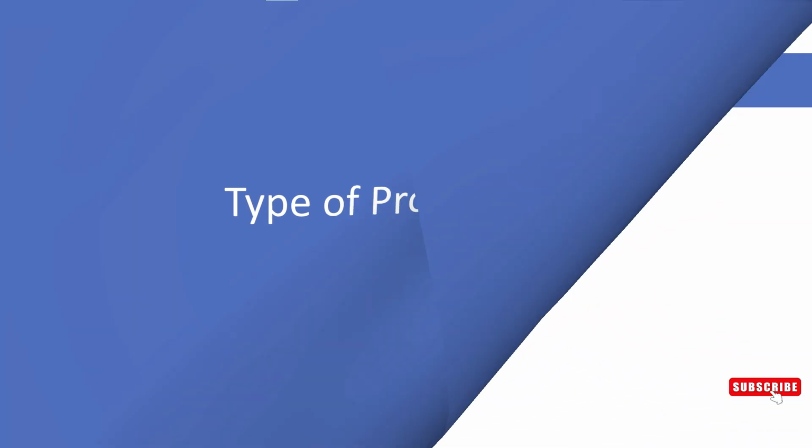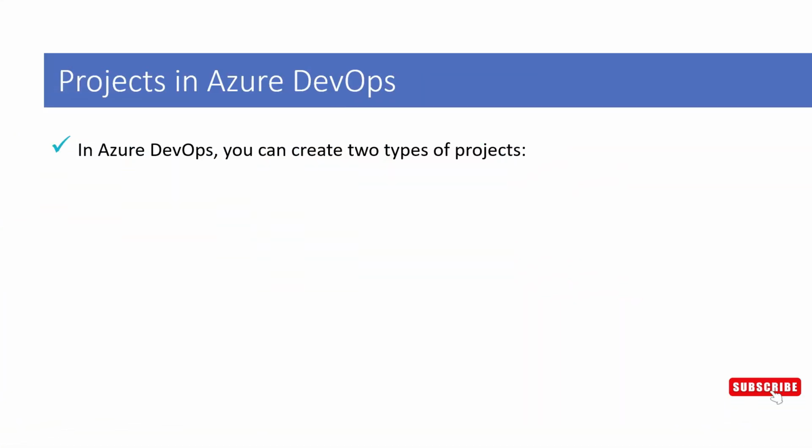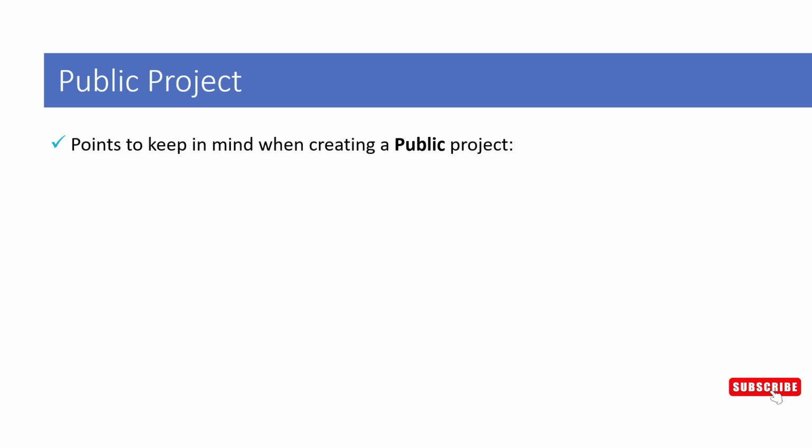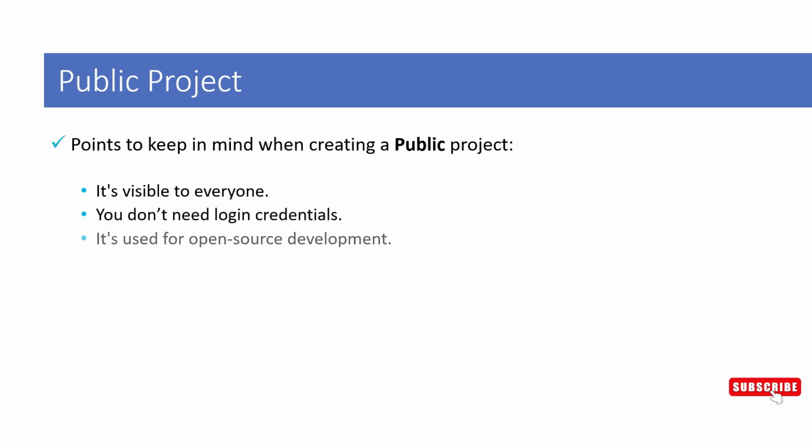Now let's understand how many types of projects in Azure DevOps you can create. So in Azure DevOps, you can create two types of project. First is public and the other is private. In public project, points to keep in mind when creating a public project: it is visible to everyone. You don't need login credentials. It's used for open source development. You can create unlimited projects under one organization.